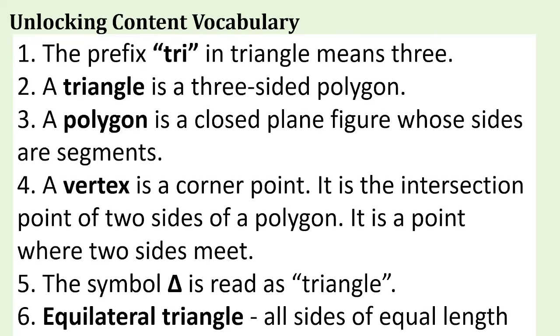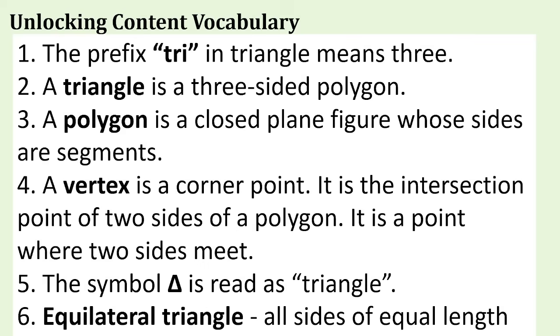Unlocking content vocabulary. The prefix tri in triangle means 3. A triangle is a three-sided polygon. A polygon is a closed plane figure whose sides are segments. A vertex is a corner point. It is the intersection point of two sides of a polygon. It is a point where two sides meet. The symbol is read as triangle.